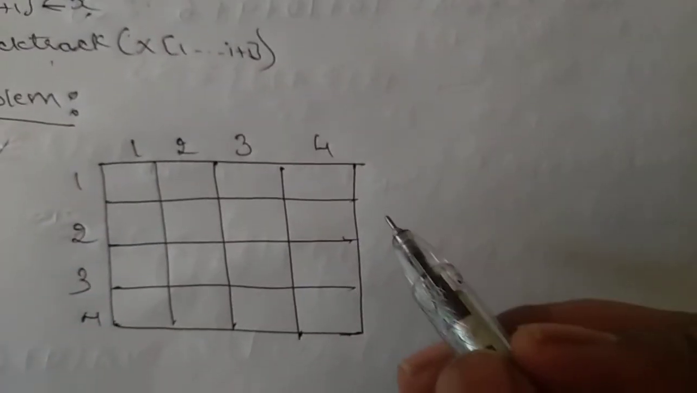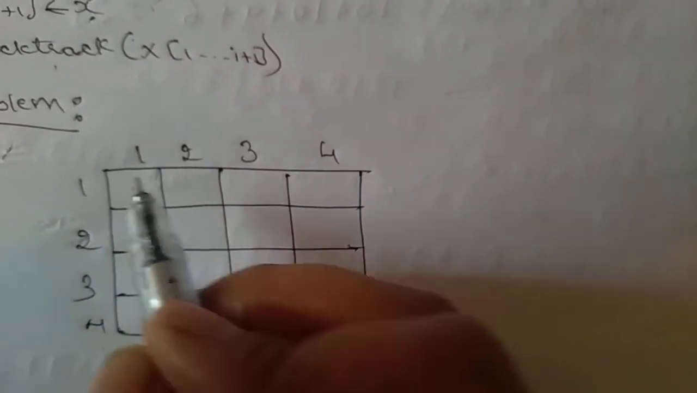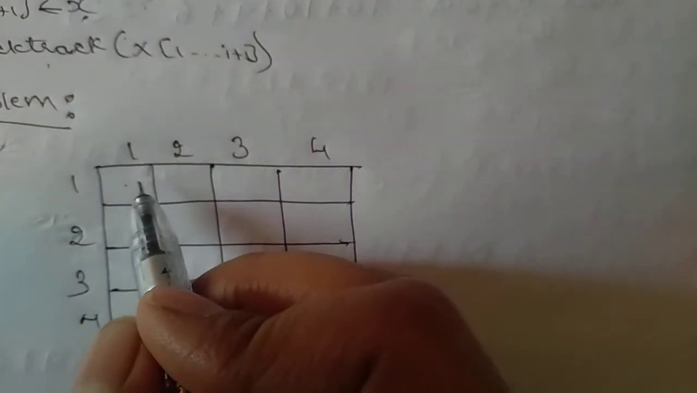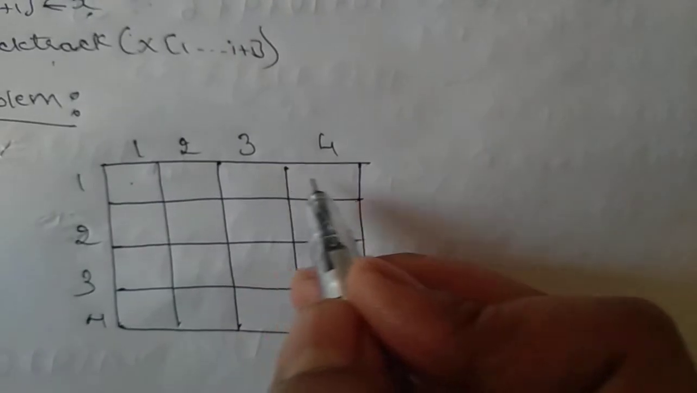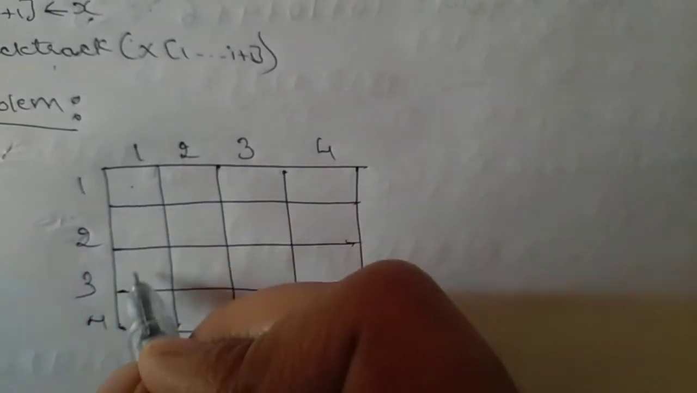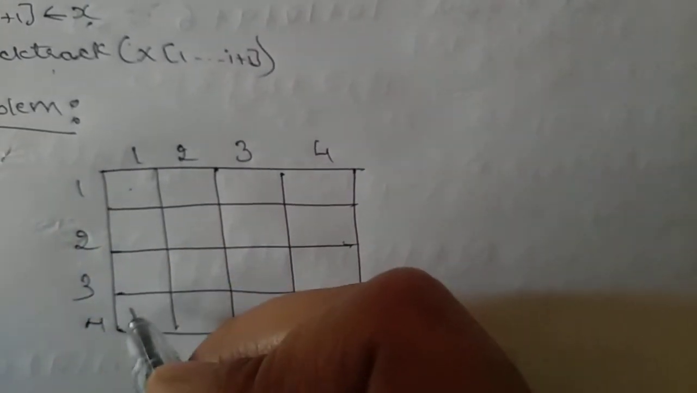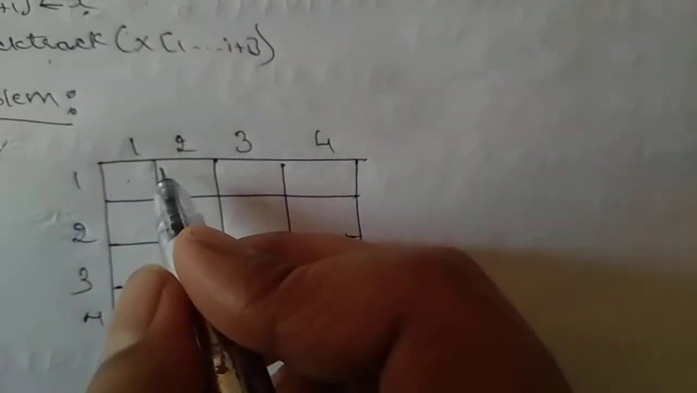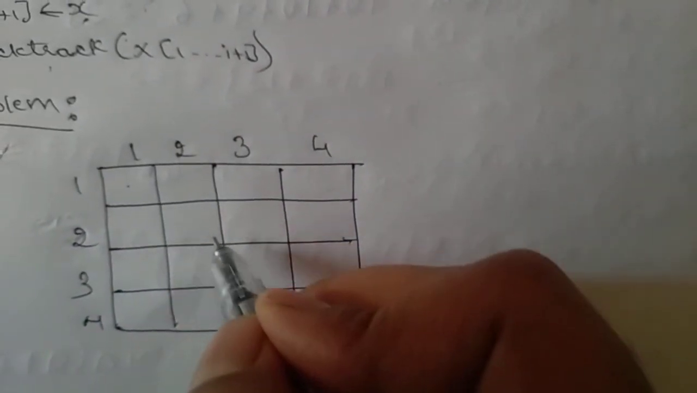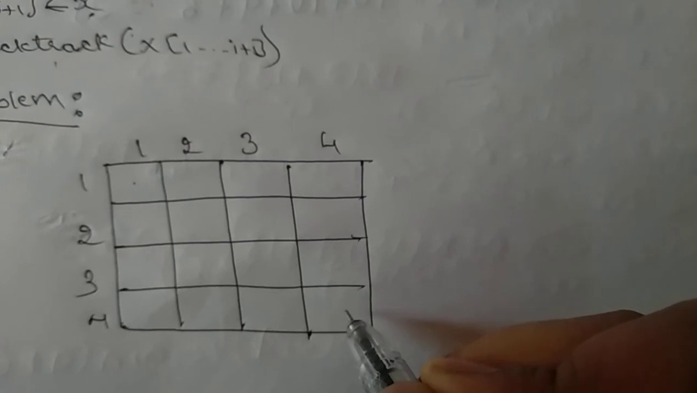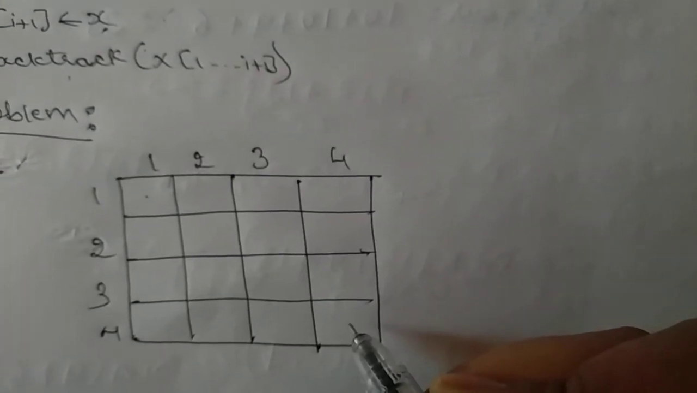I hope you all know the chess game. If the queen is placed here, then what are the movements of the queen? The queen can move like this and then like this, horizontally or vertically, in a row or the column, and the queen can move diagonally. See, for example, I'll place one queen here.